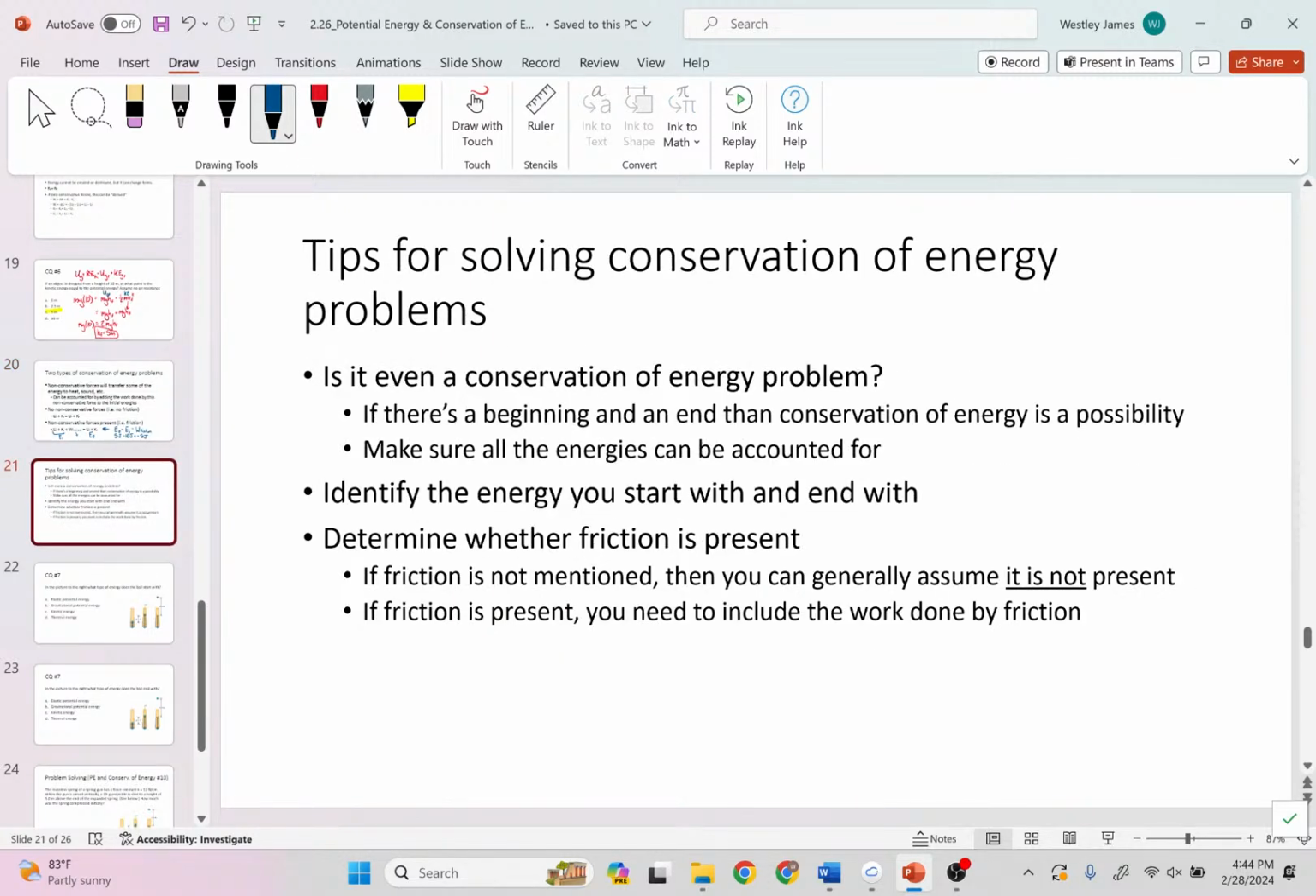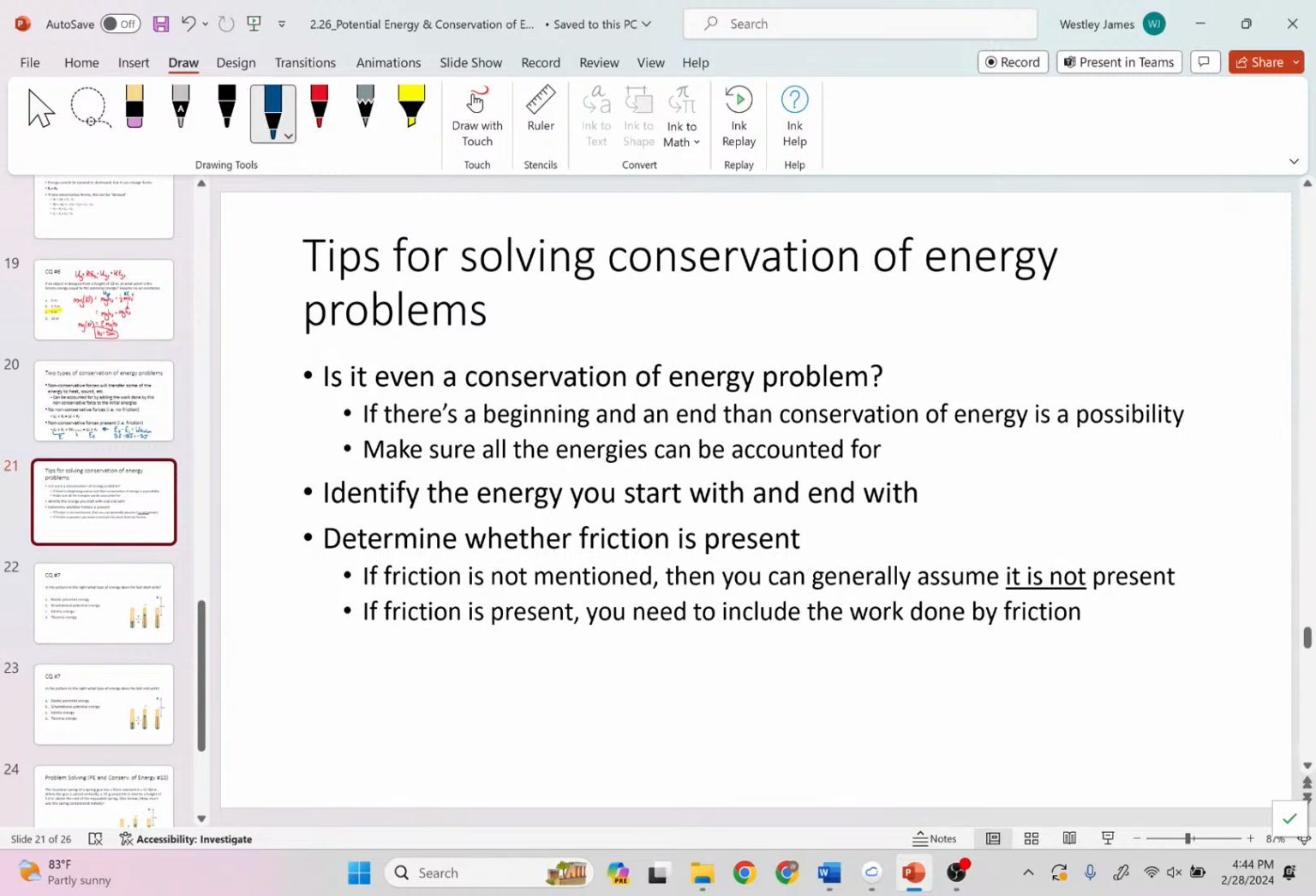All right, so tips. How do you know when it's an energy problem? If there's a beginning and an end, and things are not colliding. That's kind of the narrative here.